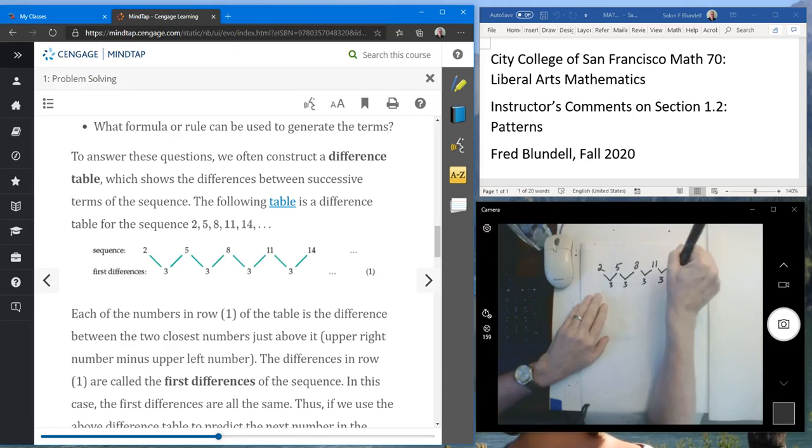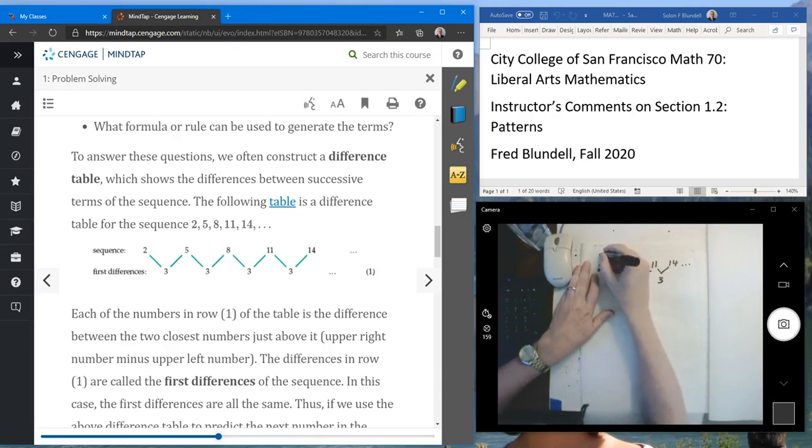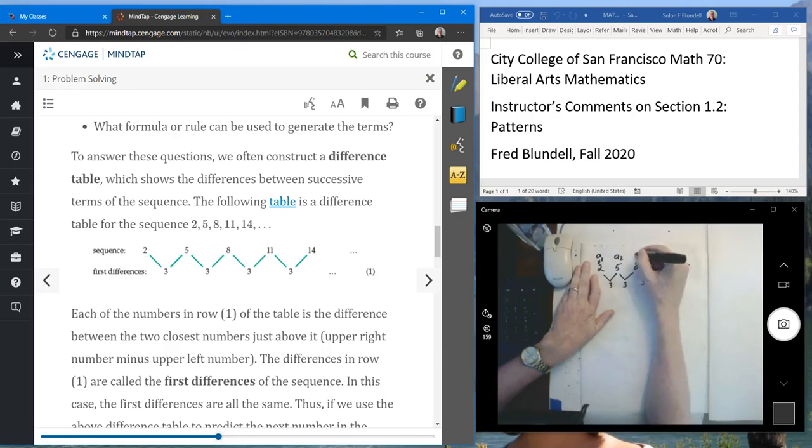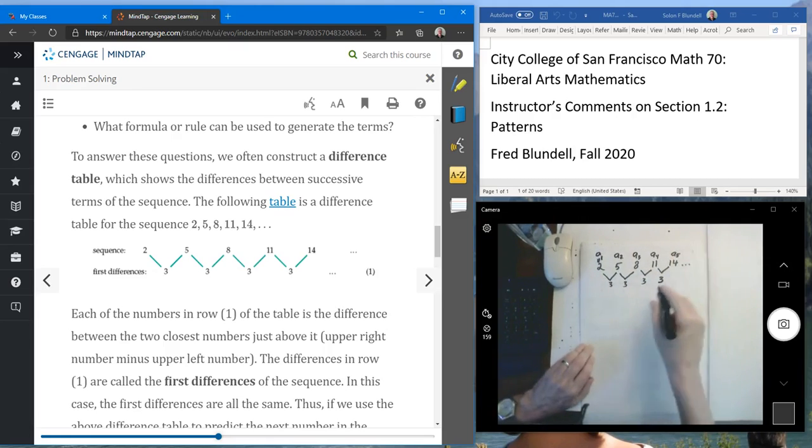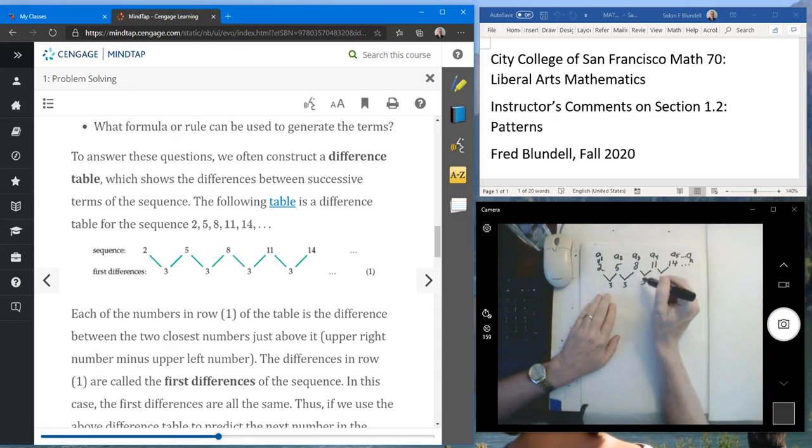We want to make a formula for the nth term. Now, what do I mean by that? The first term, A1, is 2. And A2 is 5. And A3, the third term, is 8. So we want to make a formula with an n in it to tell us what's the number at the nth term. Well, from the pattern we see you're just adding 3 every time.